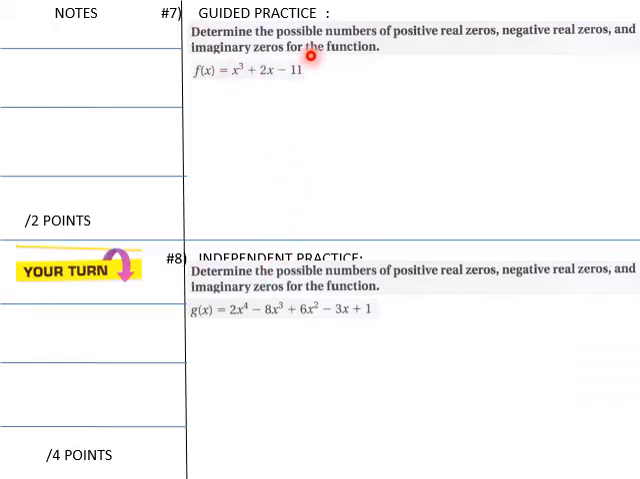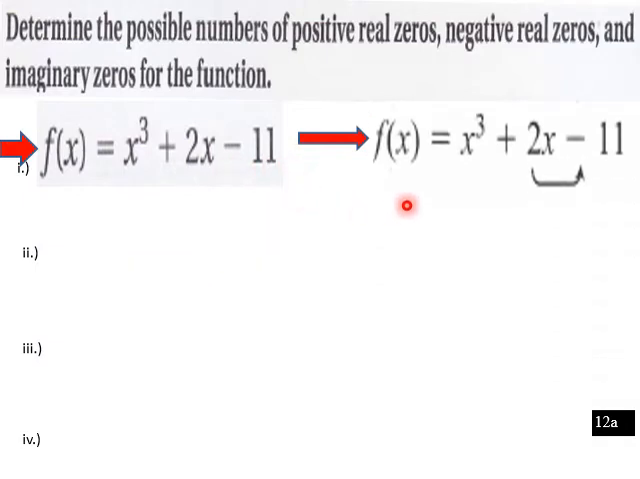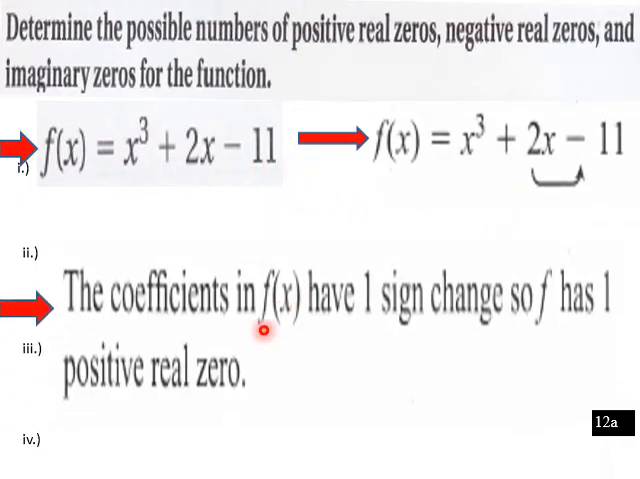theory of sign changes. Determine possible numbers of positive reals, negative reals, and imaginary zeros for this function here. Students, this is yours here. Pay attention so you can do your work. Okay, there's our situation there. So how many sign changes do we have?